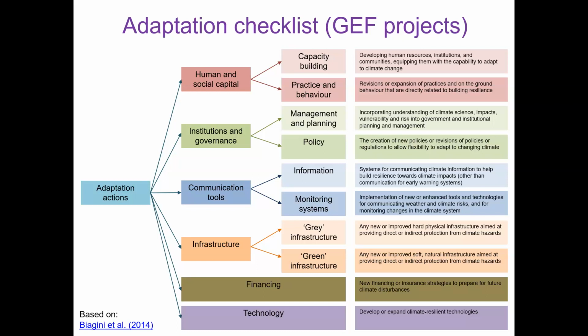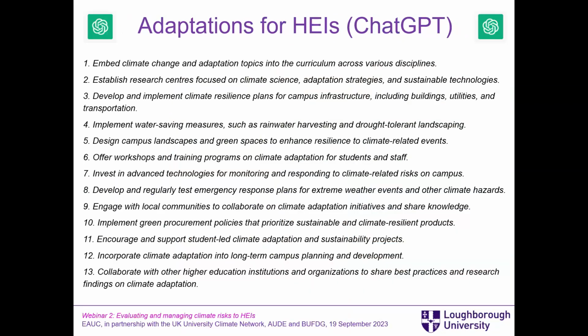And I was curious as to what ChatGPT would say if I said, okay, give me 20 adaptations for HEIs. And what I've got here, I've captured the 13 out of the 20 that came back. Interestingly, ChatGPT didn't or couldn't distinguish between adaptation and mitigation actions. So the 7 that were dropped from the list were to do with reducing emissions. But I think it's a pretty impressive checklist.